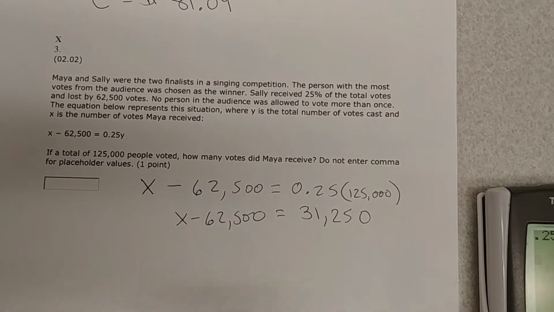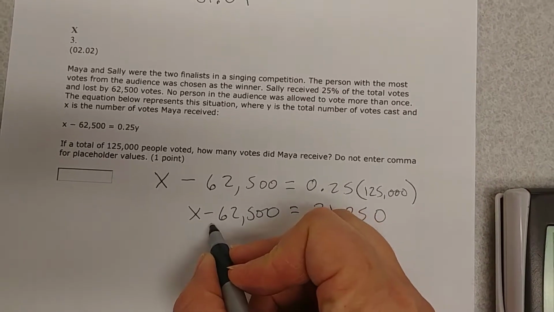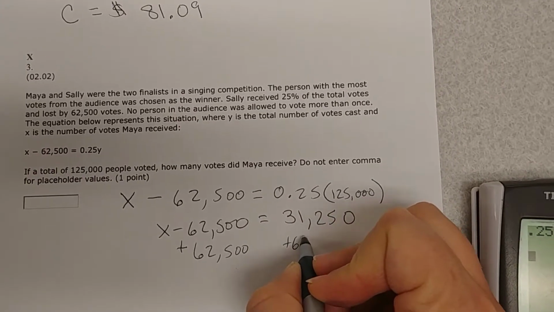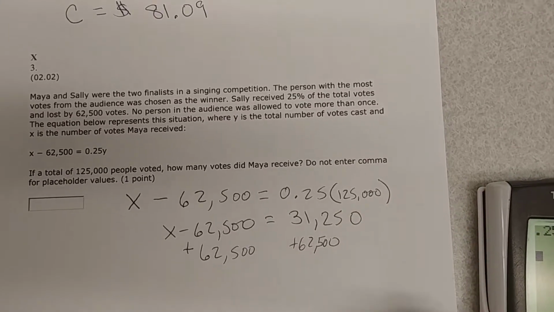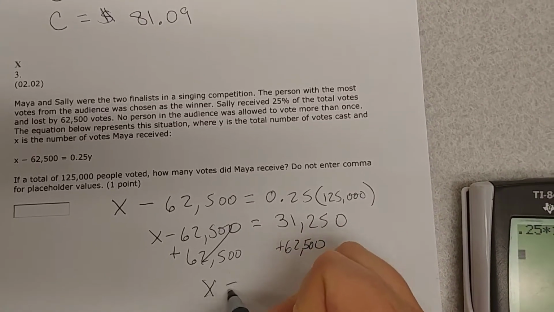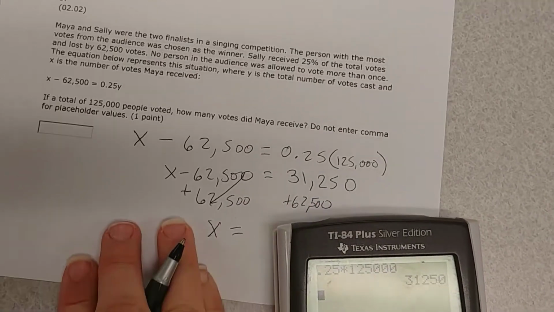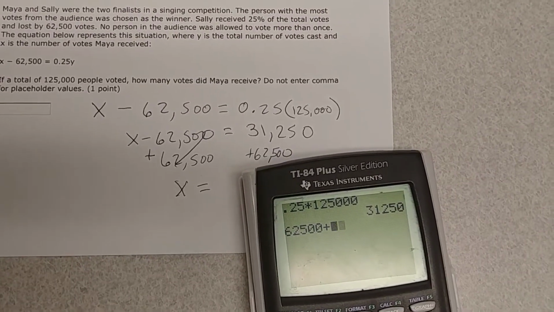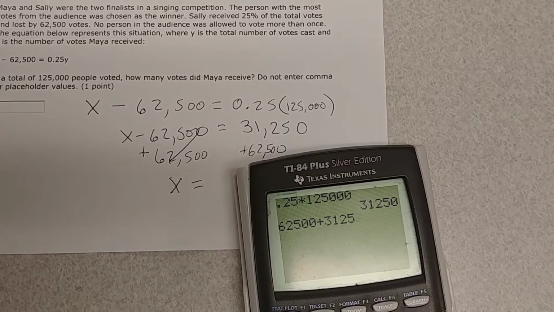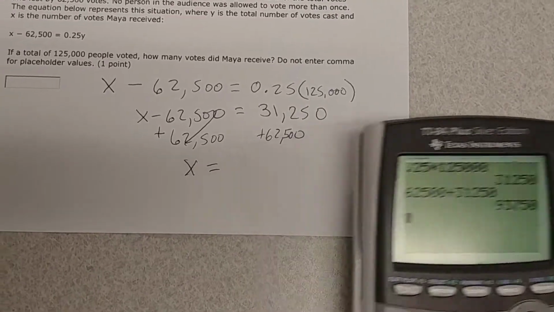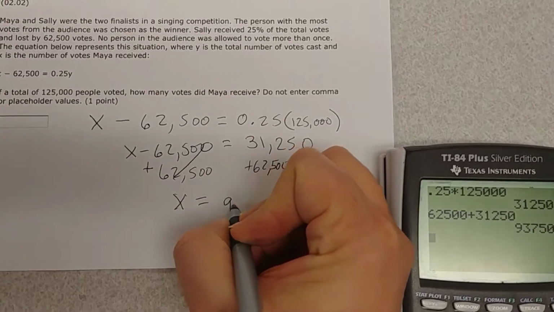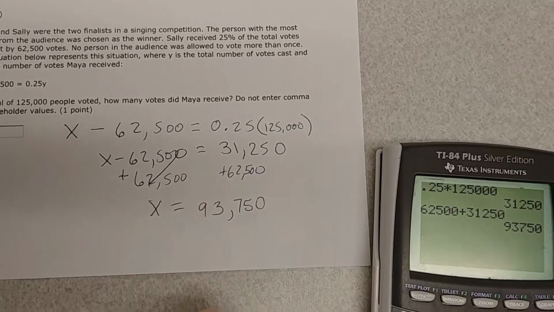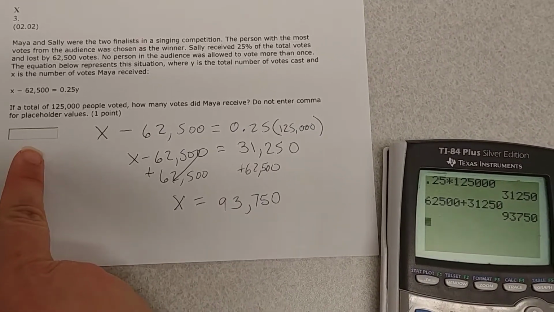I have to get the X alone. I need to remove the 62,500. So if it's a negative, I do the inverse and I add 62,500. Okay, so when I put that in my calculator, I'm going to add to that 31,250 another 62,500, and that should give me the amount of votes that Maya got. So it looks like Maya got 93,750 votes. And that's what I'm going to put in the space provided.